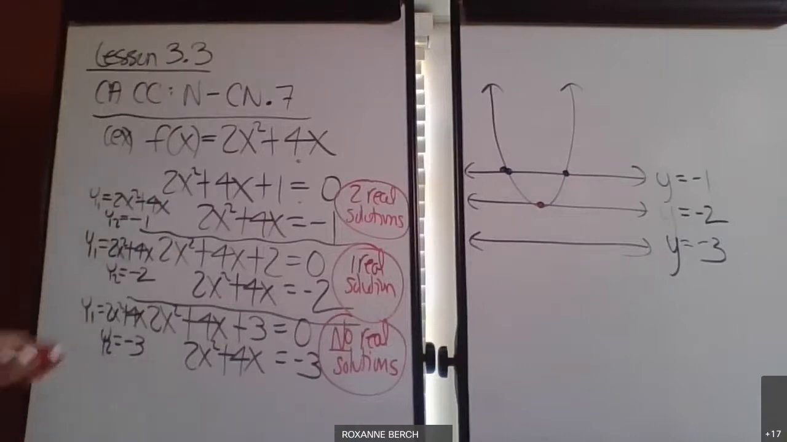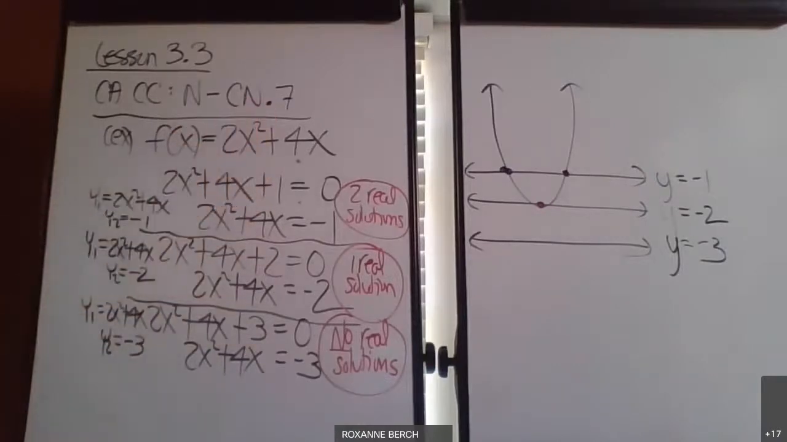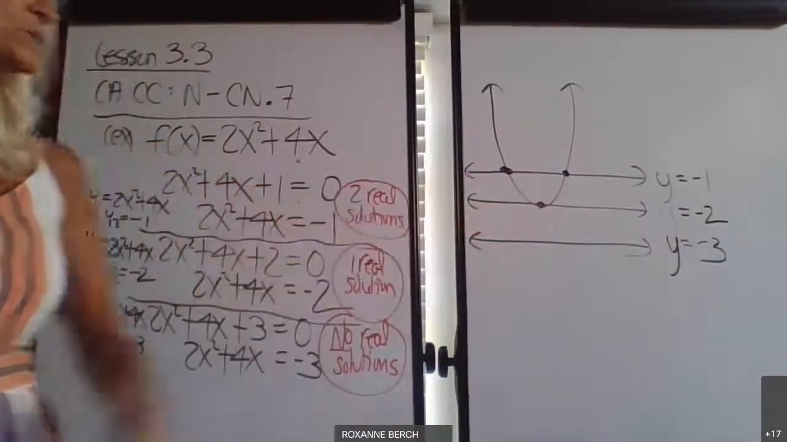Okay, so I kind of want to just show you the Explorer. They're going to give you a function and do some things in the function. They want you to look at it graphically. Either 2 solutions, 1 solution, or no real solutions.